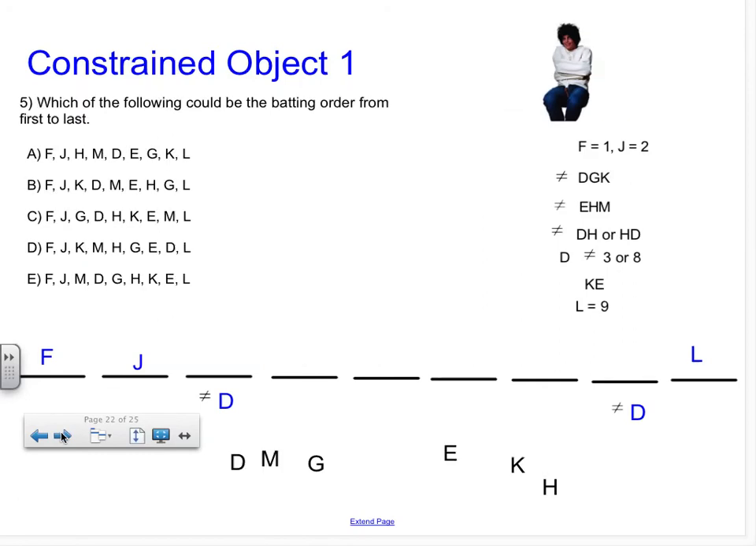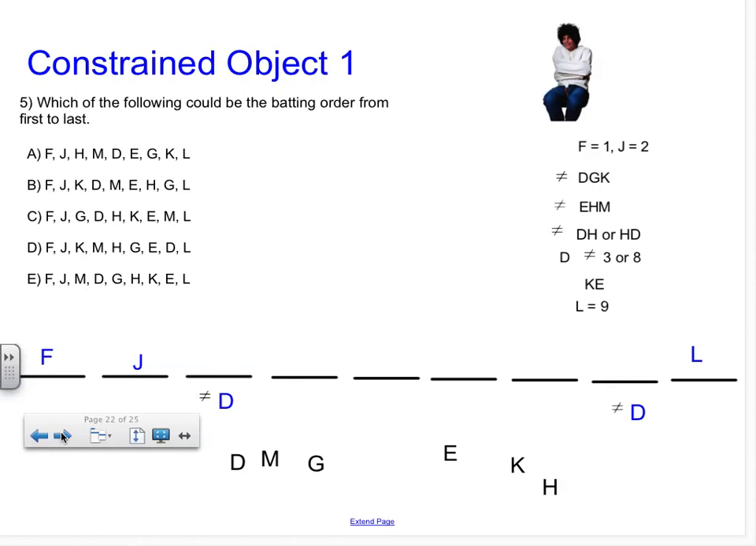Last question. Please take a moment to read through constraint object question 5. Press pause, and when you are ready to continue, press play. We will continue. Let's read through the following question together. Which of the following could be the batting order from first to last?